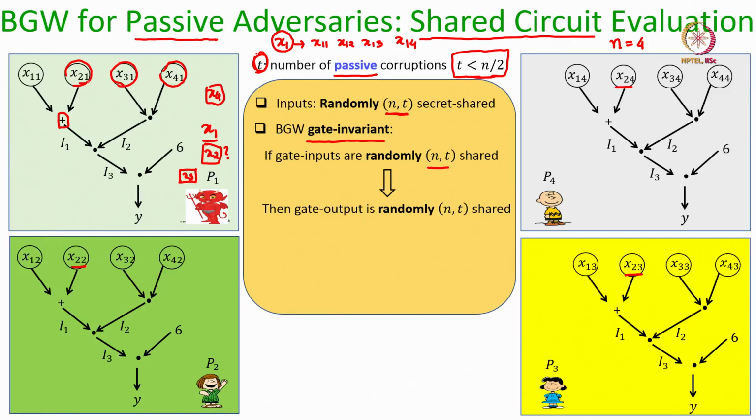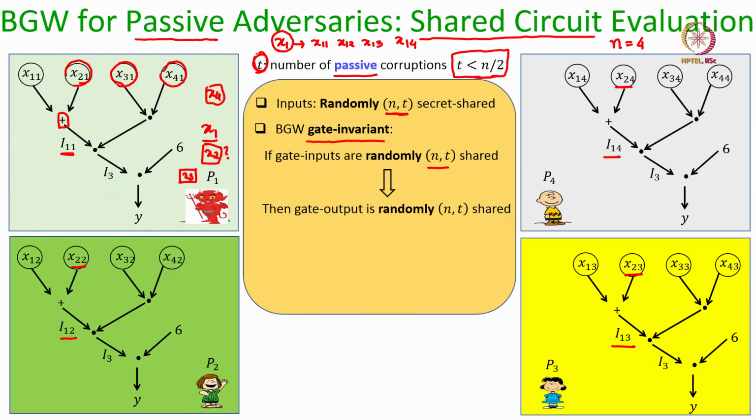But now what is going to happen is each party will perform some operations on its shares of X1 and X2, and that will ensure that each party gets a share of the intermediate value. So, that means collectively the vector of shares I sub 1 1, I sub 1 2, I sub 1 3 and I sub 1 4 correspond to a T out of n secret sharing of the exact intermediate value I sub 1.